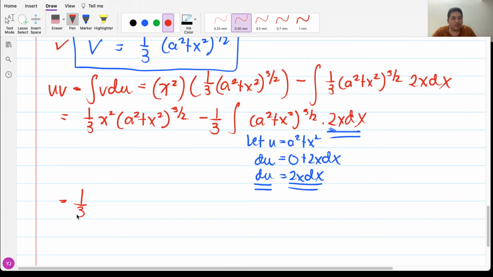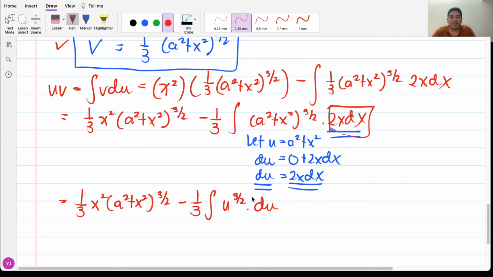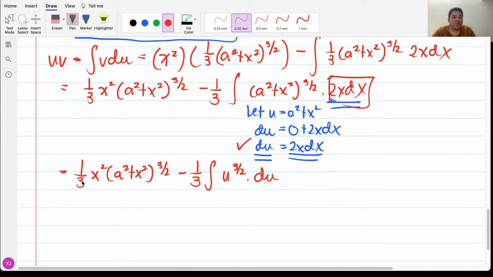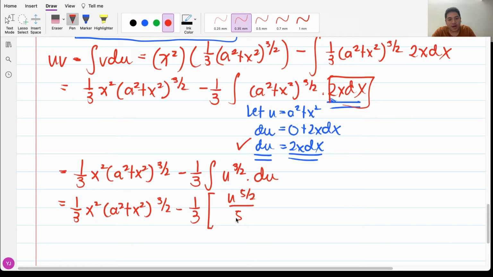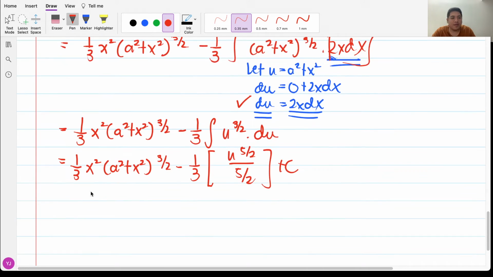Okay, so that will be 1/3 x squared times a squared plus x squared raised to 3/2, minus 1/3 the integral of u raised to 3/2. And then my du is simply 2x dx. That's simply du. So by the power rule, I have 1/3 x squared times a squared plus x squared raised to 3/2, minus 1/3, and this would be u raised to 5/2 all over 5/2, plus c.